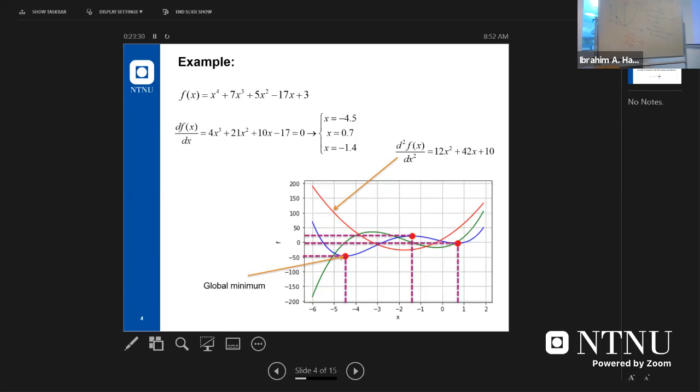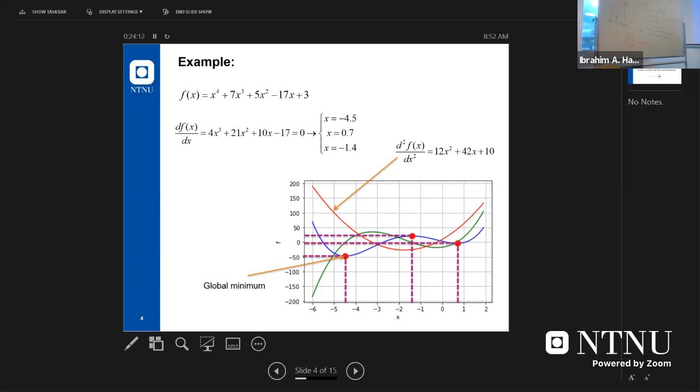When we get the first derivative, we have three locations. They are proposed locations for the global minimum or maximum, right? When we get the first derivative and set it equal to 0, we got those x values, three values: minus 4.5, 0.7, minus 1.4. But I don't know which one is the maximum, which one is the minimum, which one is the global minimum, which one is the local minimum. So I plot here the first derivative, the green one, and the red one is the second derivative.